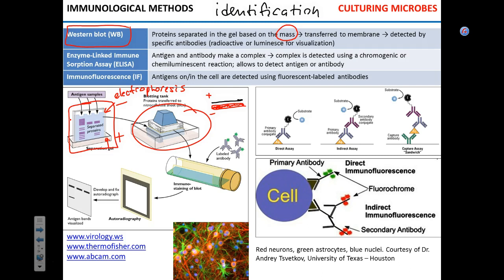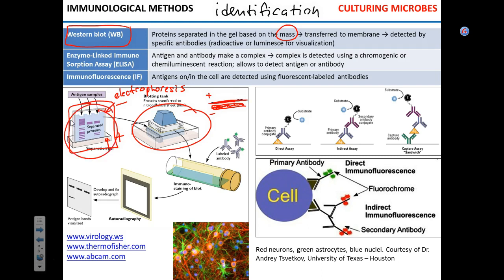Now what is a membrane? What's that fancy word? It's like a piece of paper. It's a delicate piece of paper, but it's not a gel. You can handle it using tweezers, okay, fairly easily. It's not going to fall apart in your hands. So then what you do, now remember, your proteins are separated. Basically, you're making an imprint of that separation on the membrane.